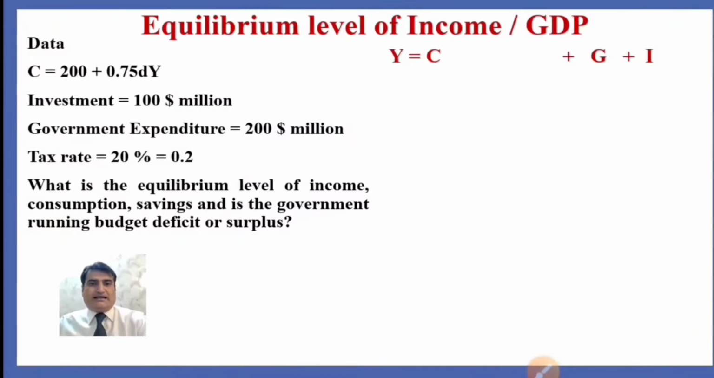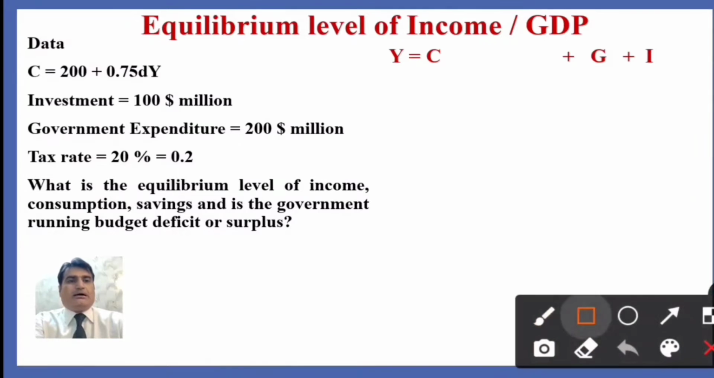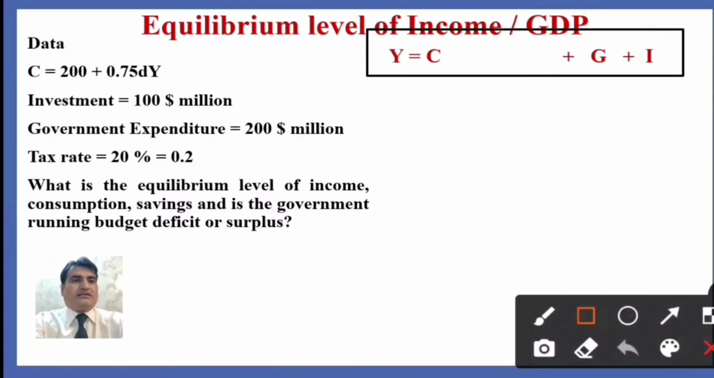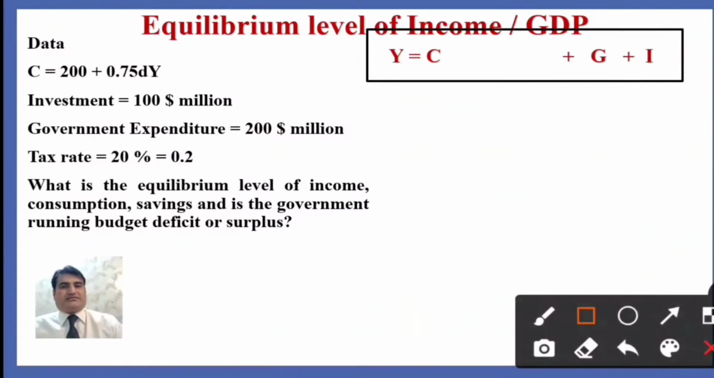We learned in the lecture on the two-sector economy that saving is equal to investment. If you want to learn more, you can watch my lecture. Under a three-sector economy, the output is equal to consumption plus government expenditure plus investment. In the three-sector economy, households, firms, and government interact with each other.